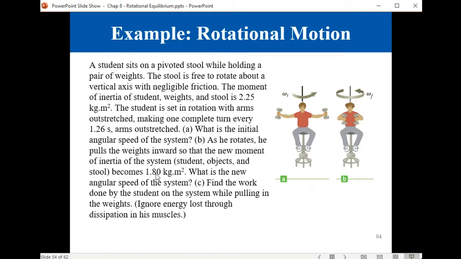As he rotates, he pulls the weights inward so that the new moment of inertia of the system, student, objects, and stool becomes 1.8 kilogram meter squared. What is the new angular speed of the system? Find the work done by the student on the system while pulling in the weights. Ignore energy lost through dissipation in his muscles. This is a nice example to illustrate what we just learned concerning conservation of angular momentum.